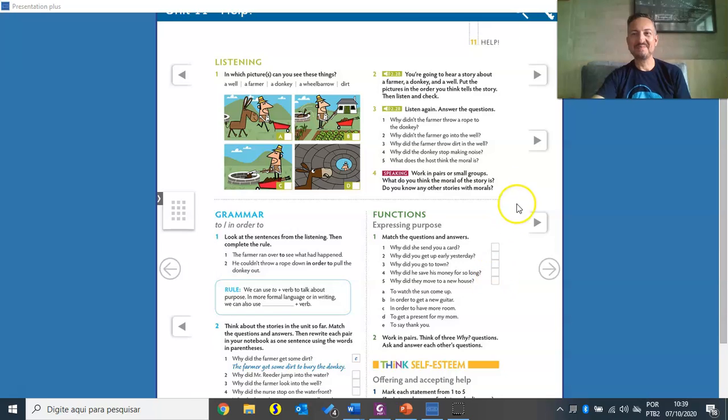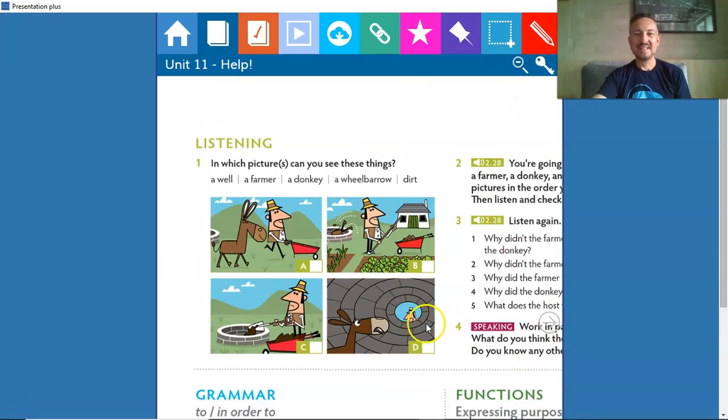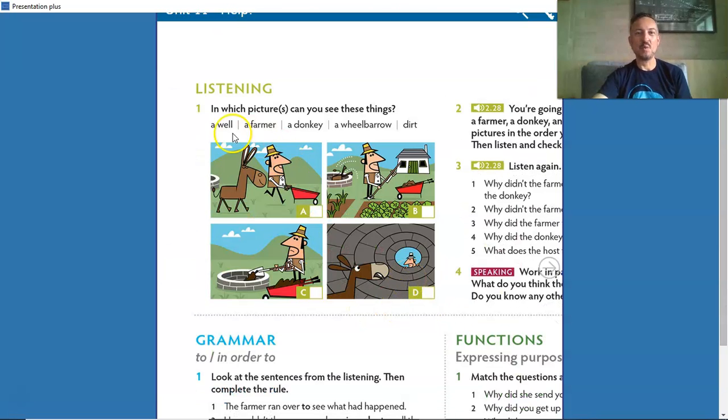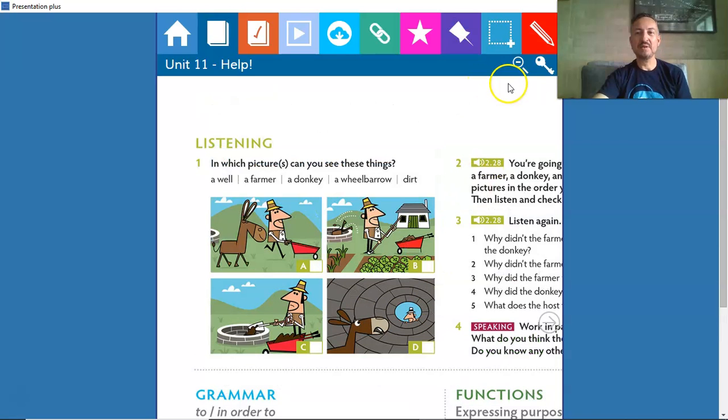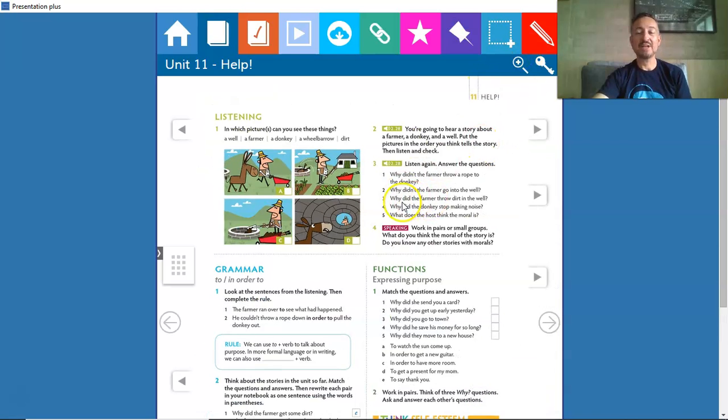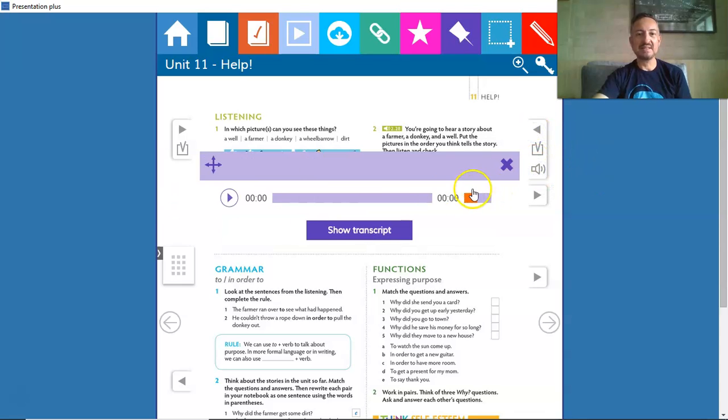Remember that story? So we have here the picture, so there is a well, a farmer, a donkey, a wheelbarrow, and some dirt. Okay, so what is this story? So let's remember it a little bit so that we have a context to work with our grammar topic today. So let's see here. Here we have a listening part. Let's listen again, okay, and pay attention.